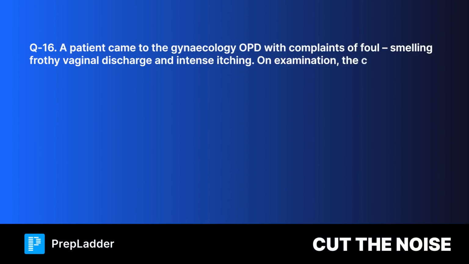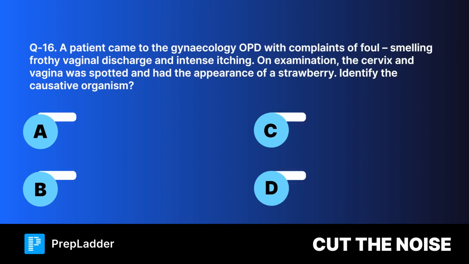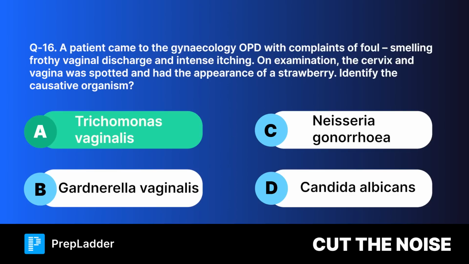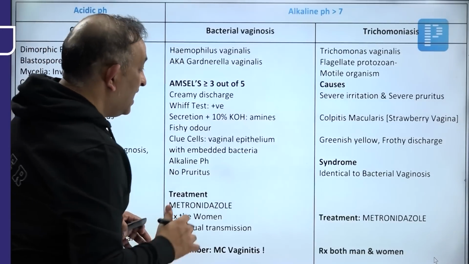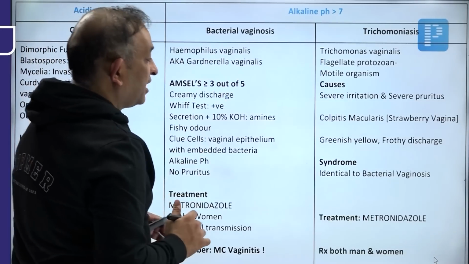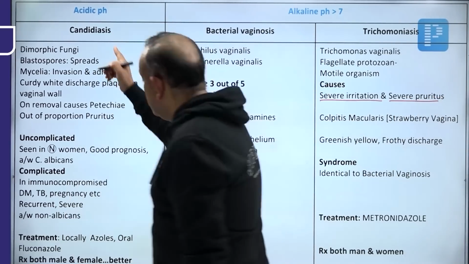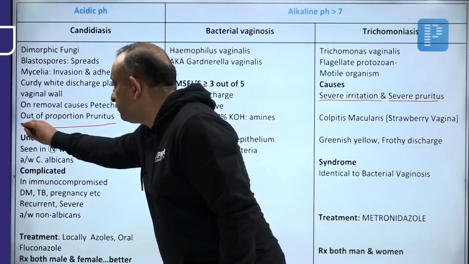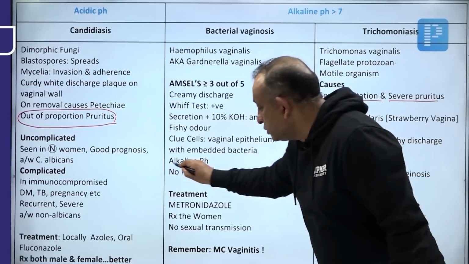Question 16. A patient came to the gynecology OPD with complaints of foul-smelling frothy vaginal discharge and intense itching. On examination, the cervix and vagina were spotted and had the appearance of a strawberry. Identify the causative organism. Your options are, and the correct answer is Trichomonas vaginalis. Here's the explanation. Both are in alkaline pH, and remember that when the patient has trichomoniasis, she has severe irritation, severe pruritus. And when we talk about candidiasis, she also has out of proportion pruritus. But remember, bacterial vaginosis has no itching.